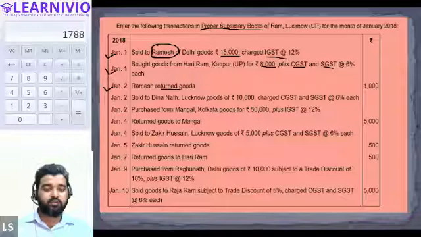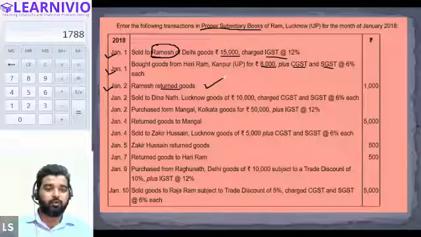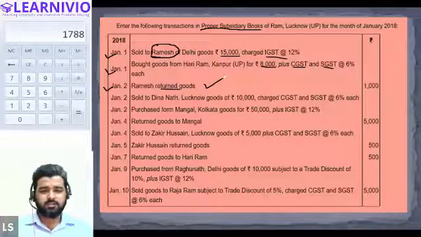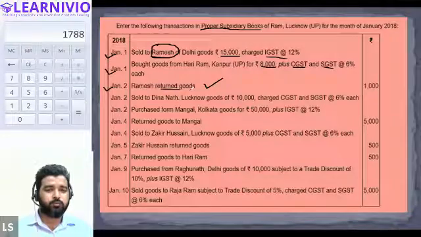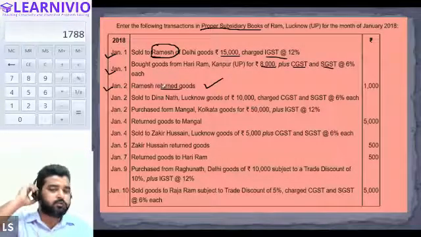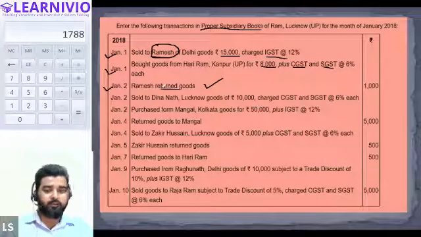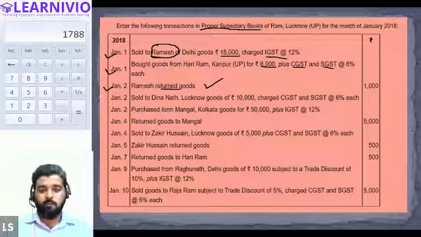So for recording this transaction, we'll have to make which kind of book? Outward, sorry. This is sold to Ramesh, Ramesh is returning goods, sorry. So basically we'll have to prepare the inward book, the sales return book, that is.